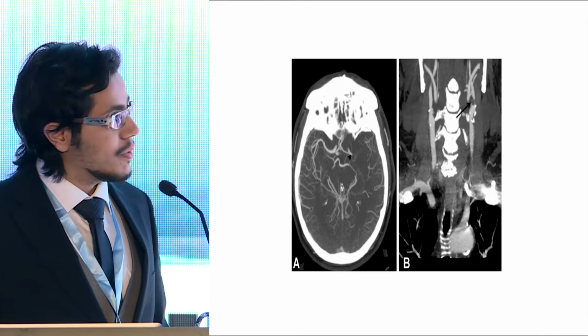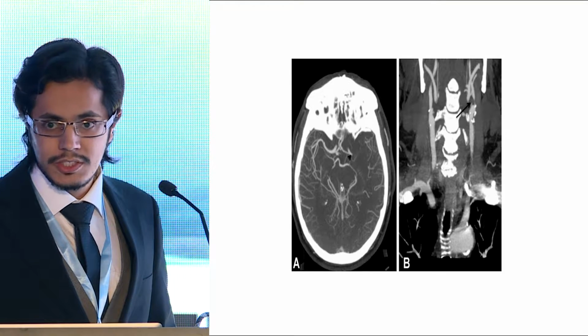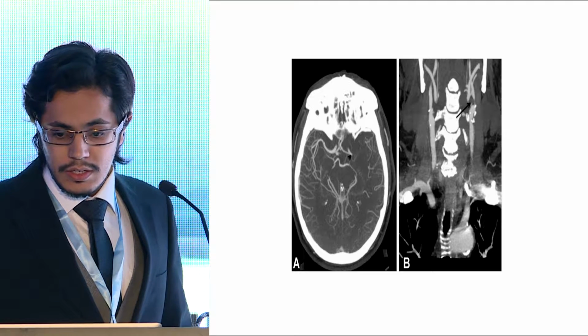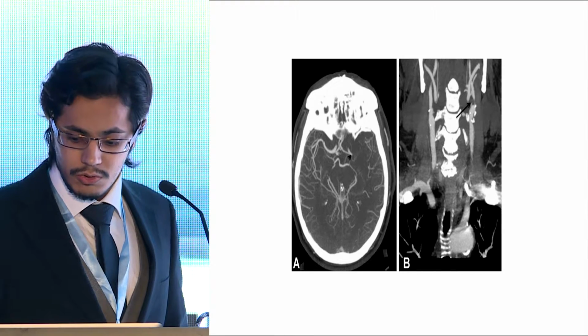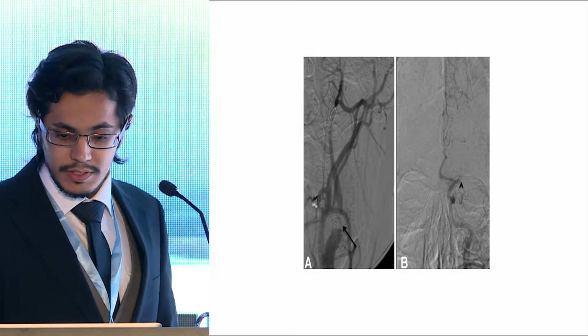This is a CTA of a patient with tandem occlusion. As we can see here, there is severe stenosis at the cervical segment of the carotid artery and associated MCA obstruction or occlusion. This is a cerebral angiogram showing the same for the same patient.